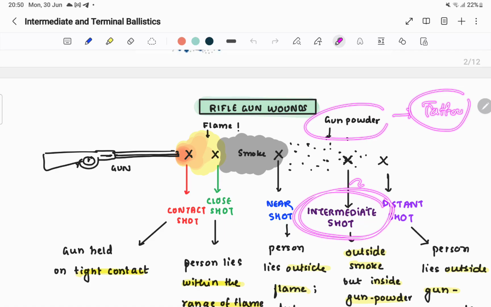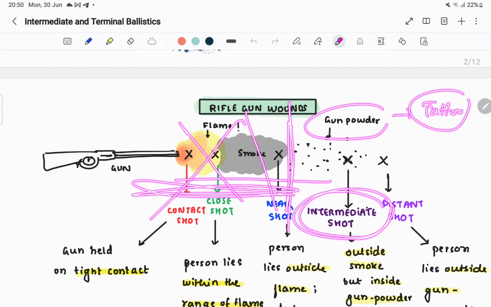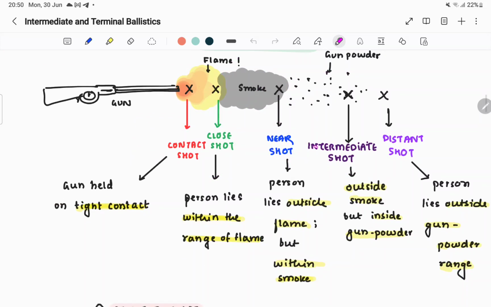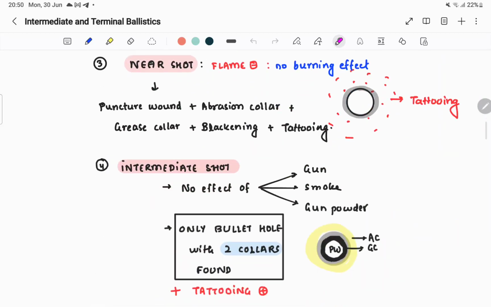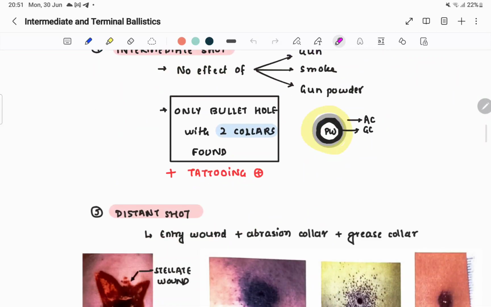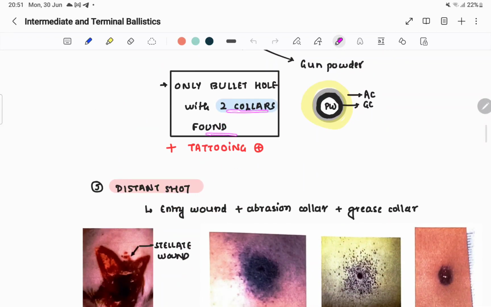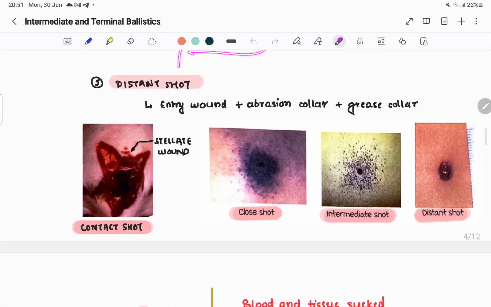So in an intermediate shot, the person is at a range where all this won't be produced. No flame effect, no burning, no blackening, no singeing at all. Only there will be tattooing, because only gunpowder range is there. And collars, of course, collars will be produced. Okay. Tattooing will be there and collars will be produced.